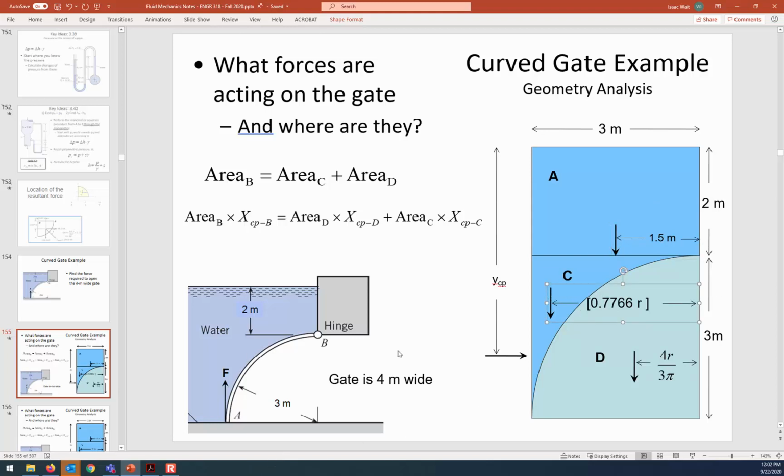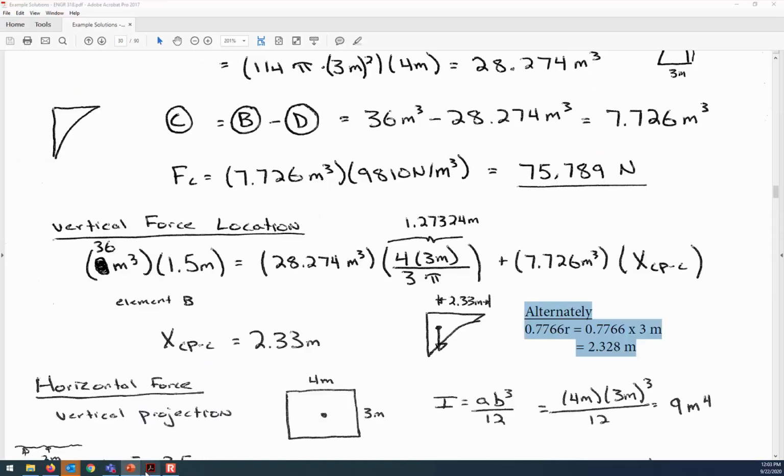So that defines, think about it, we're doing a moment analysis about the hinge for B. We want to find out what are the forces that are pushing the gate counterclockwise, because we want to open the gate by pulling on it at A in a counterclockwise direction. So we've just found out how big is the force A and where it's located, how big is the force C and where it's located. And with those, we're going to be able to find that moment that is causing the gate to be closed. But there's also the horizontal force that we have to account for.